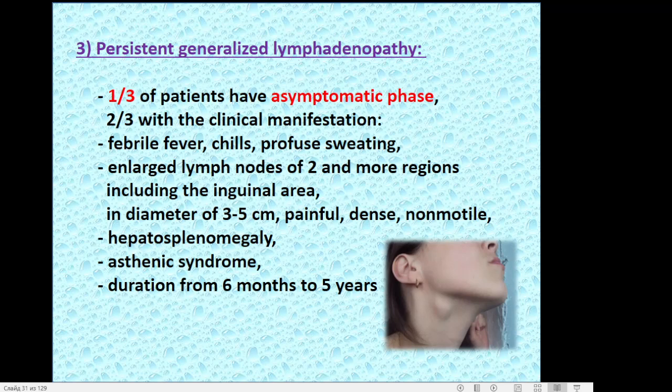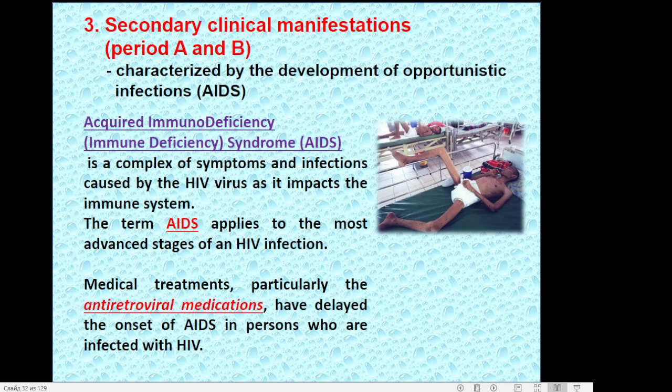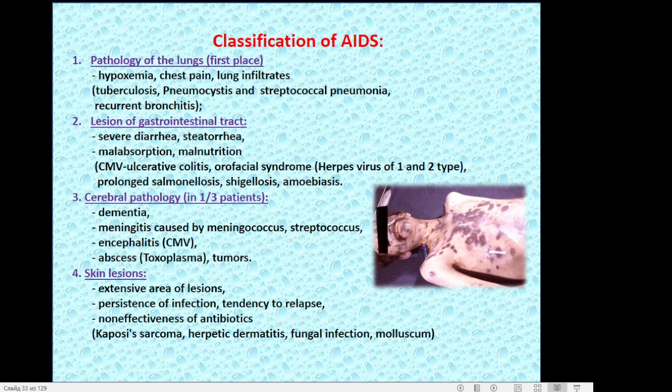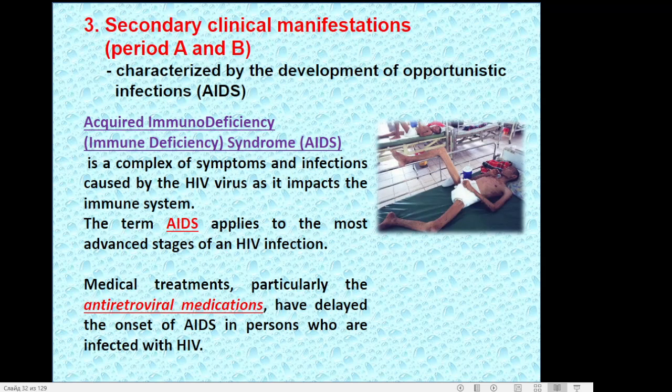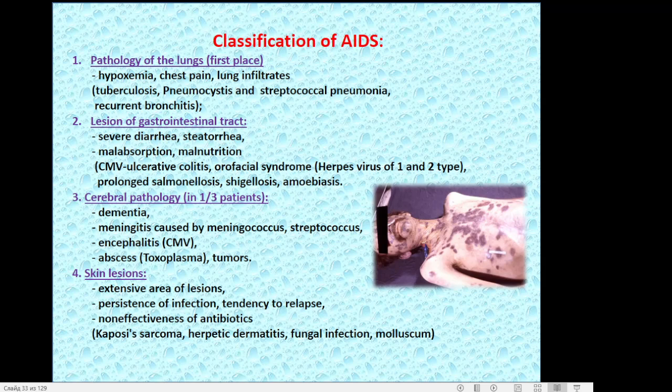Persistent generalized lymphadenopathies will finish with sclerotic change of lymph nodes, and due to it, the pain will disappear because connective tissue will develop, and connective tissue, of course, does not produce pain such as inflammation of a lymph node or inflammation around it. About characteristics of secondary clinical manifestations, which belong to the second, third stage of HIV based on the international classification. We spoke about it before. I will not repeat this information.